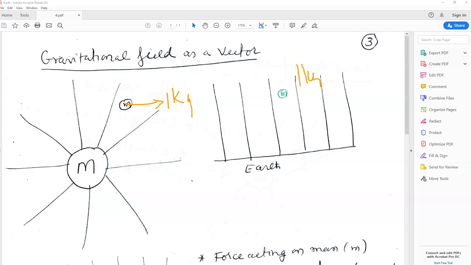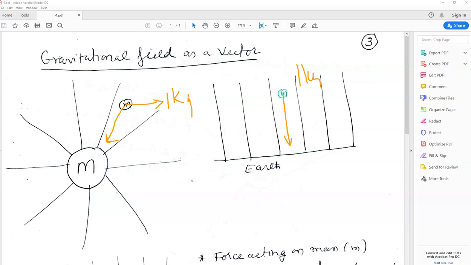Now let's see what's going to happen if you place a mass. Think this is the earth. If you place a mass above the earth's surface, obviously this mass is going to fall down towards the earth. This is also the same as saying there is a force on this mass acting downwards, pulling downwards. Here as well, I've got a mass above the earth. If you let this mass go, it will fall towards the earth, which is the same as saying there is a force acting on this mass in this direction.